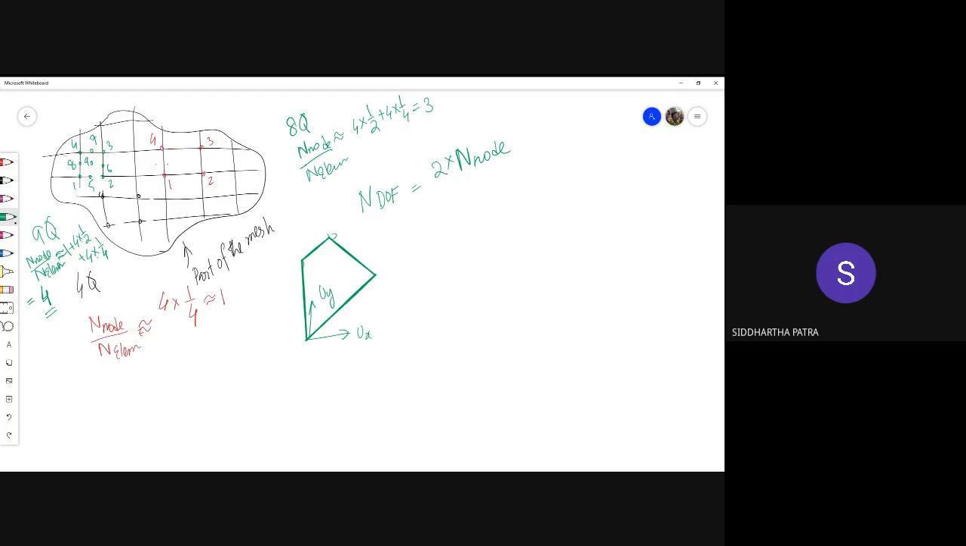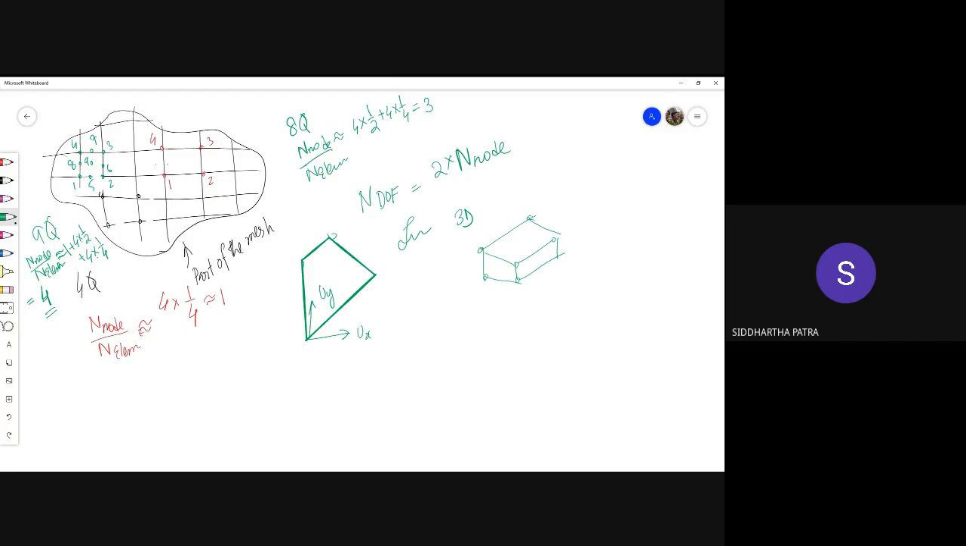When you move to 3D, the number of degrees of freedom equals twice the n node, for all of these, for the 4-noded quadrilateral element. You see each node has 2 degrees of freedom. It can move in x and move in y.